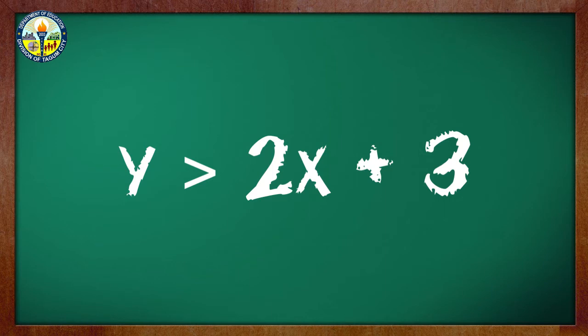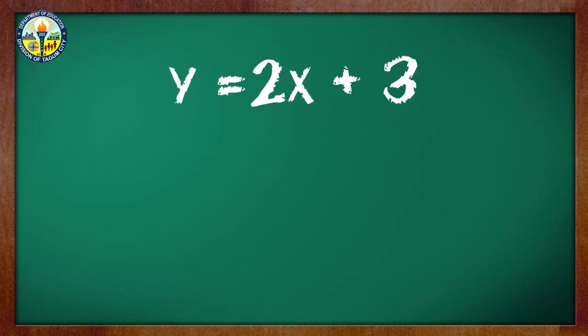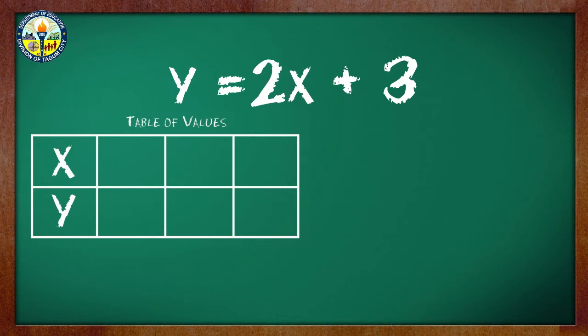First, rewrite the inequality as an equation. Second, establish the table of values for x and y using 1, 0, and -1 as the values of x. Then, take each one of these x values to substitute the x in the given equation to solve for the value of y.